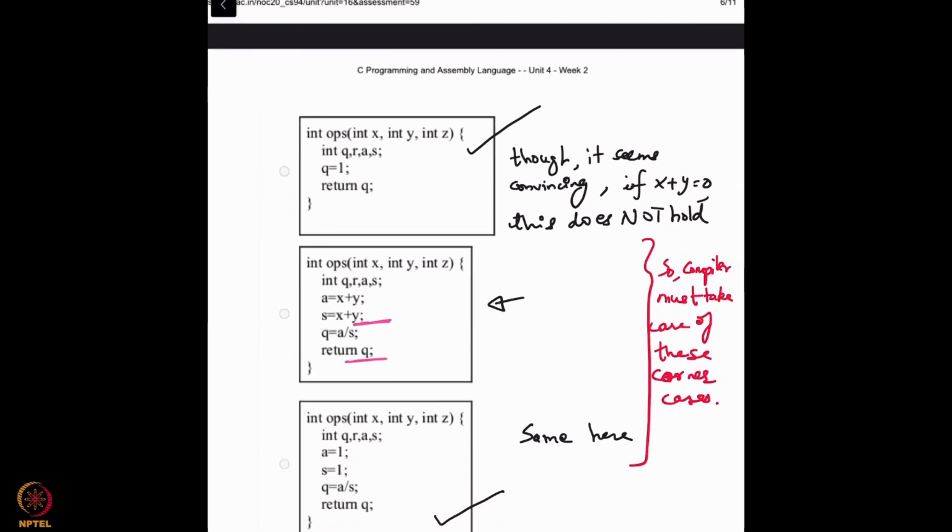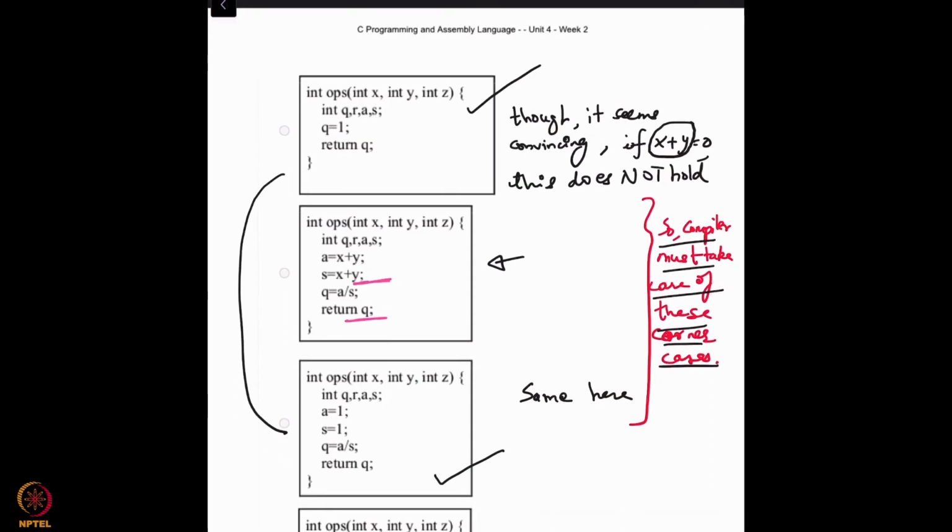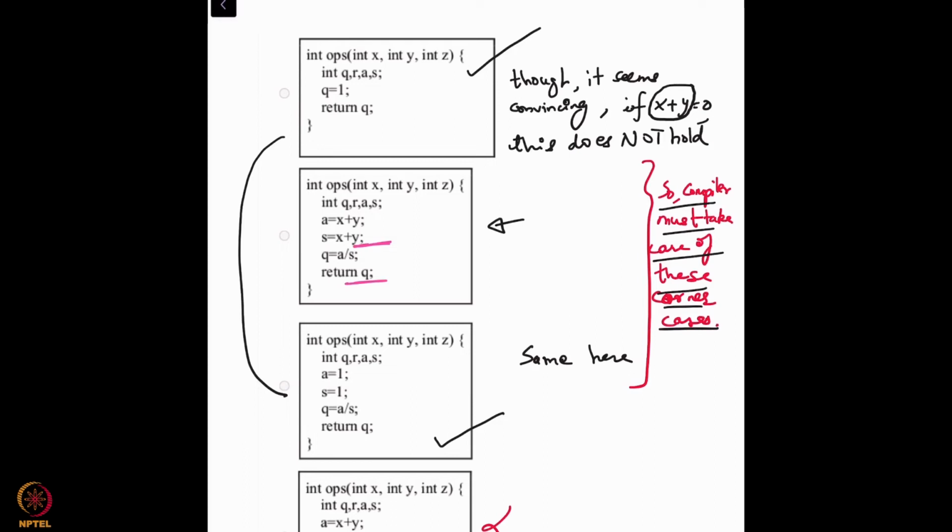But what you need to look at carefully is whether the compiler accounts for this corner case where X plus Y equals 0. Though these two give you the same assembly output, the compiler has not actually cared for these corner cases. So these two options do not result in the exact same output, as the compiler has not cared for the corner cases, and if it had, the assembly output would be different.